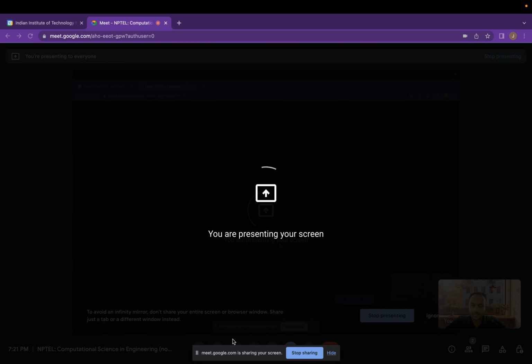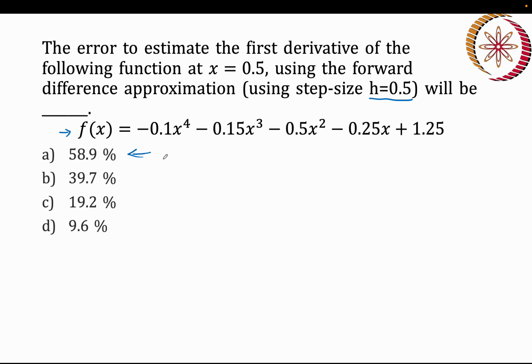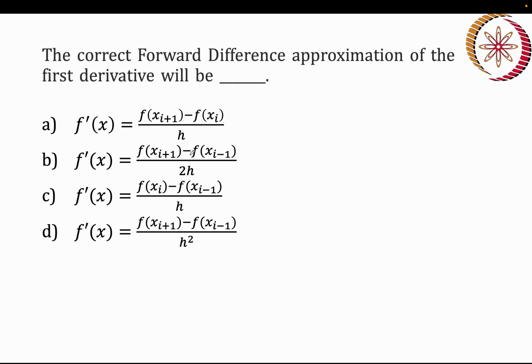So the percentage error is 58.9, and if we see the options, option A is correct. Okay, so we will go to the next question. The next question is: the correct forward difference approximation of the first derivative will be.